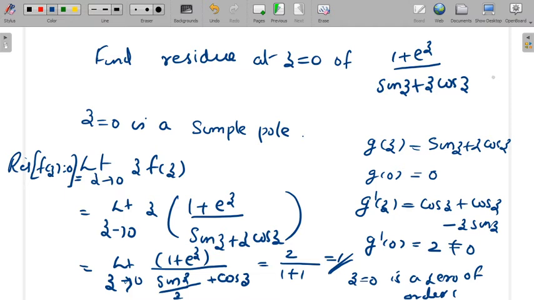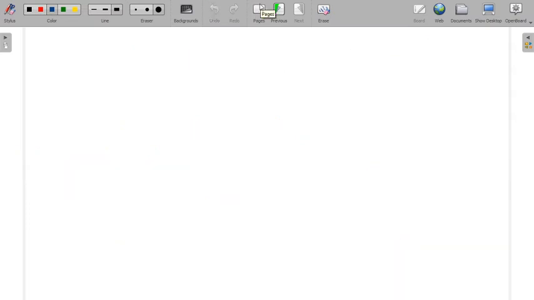We use the formula limit z tends to 0 z into f of z. Okay. Now next function. Determine singular points and residue at each singular point.